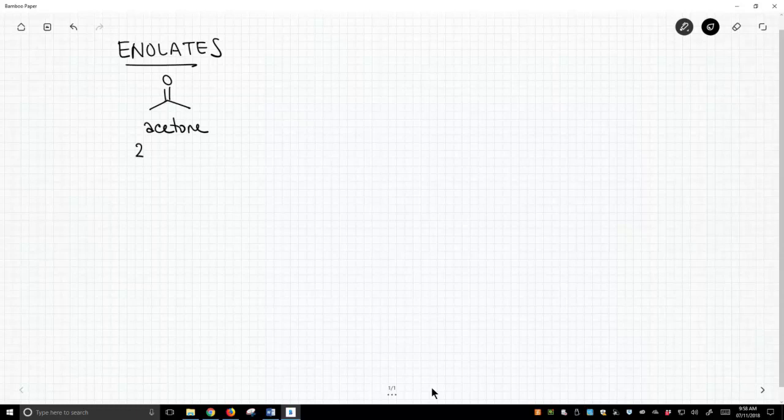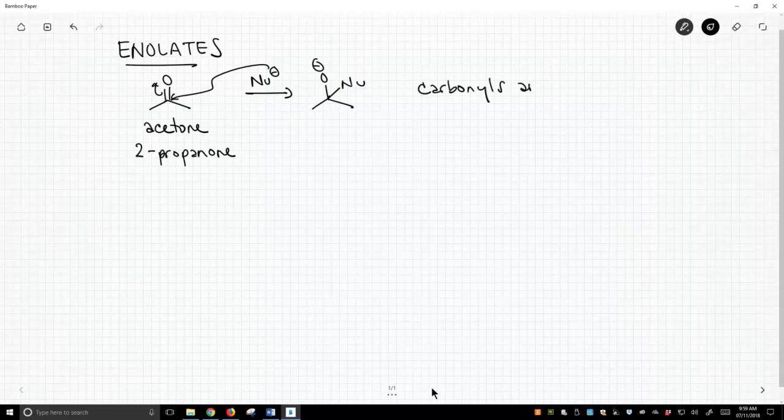Acetone, also known as 2-propanone or propane-2-one. Okay, so what happens to acetone? We've learned that really strong nucleophiles can attack a carbonyl. So this is one thing that happens to carbonyls. So carbonyls are weak electrophiles. Weak electrophiles. That's great.